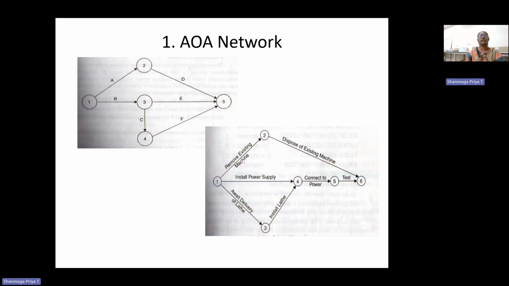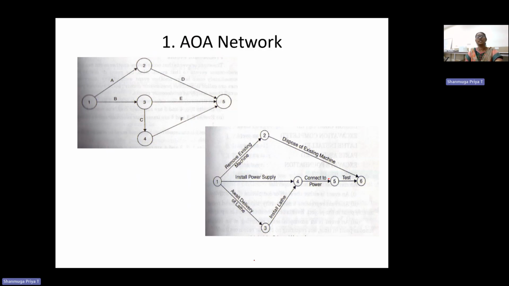Here, the removal of the existing machine, the delivery of the lathe, and the installation of the power supply are simultaneous activities. Once the power supply installation and the lathe installation are both completed, connecting to power is possible. These are simultaneous activities. Only when both complete will another activity come. So the disposal of the existing machine and testing of the lathe will be the last activity. Like this, we can connect n number of activities together in an AOA network.